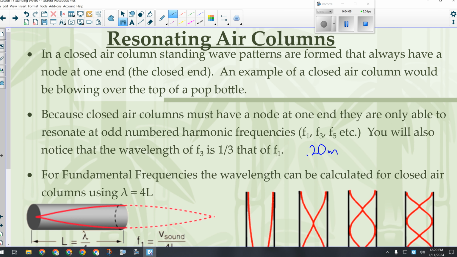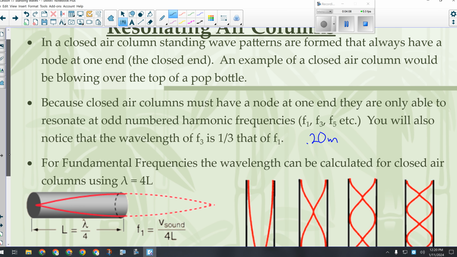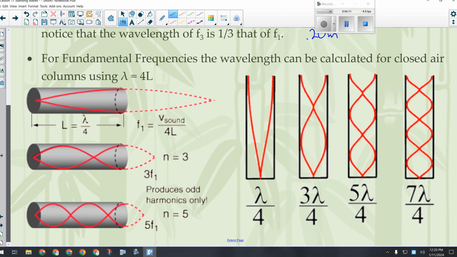According to this set of diagrams, the next time I get a resonant point, how many wavelengths should be in the tube? This was the one I just found. It was 1/4. The next one is going to be 3/4. So if this one was 20, the next time I hear a sound, it should be 60. It should be 3 times that. I should be able to predict where the next resonant point is going to be.